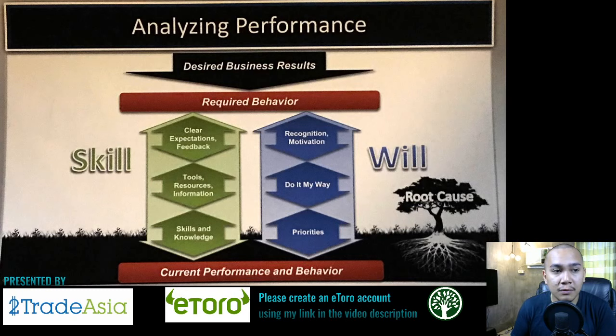Alam niya paano gagawin. It's not a skill issue anymore. Pero ang situation ngayon is demotivated siya. Kasi pares lang sila. Mas maraming ginagawa niya. Pero kung bibilisan niya, yung iba nga, mabagal. Ganun rin ang sweldo nila. So, it's a will issue. Or baka may problema siya sa bahay. It's a will issue. So, it can be that.